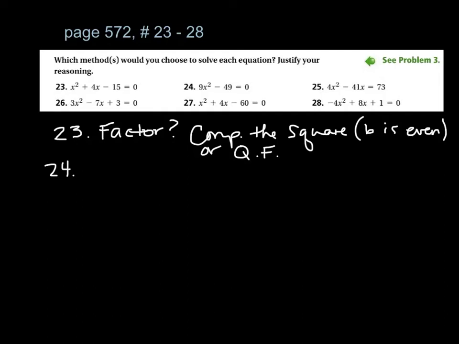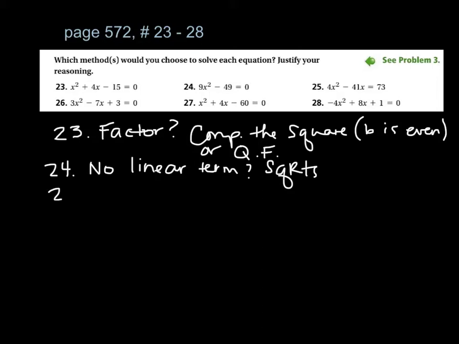What do you notice the lack of in that problem? If you look, you've got 9x squared and you've got minus 49. There's no linear term. No linear term automatically means that you should be using square roots. So find square roots here, that is, isolate the x squared and so on.